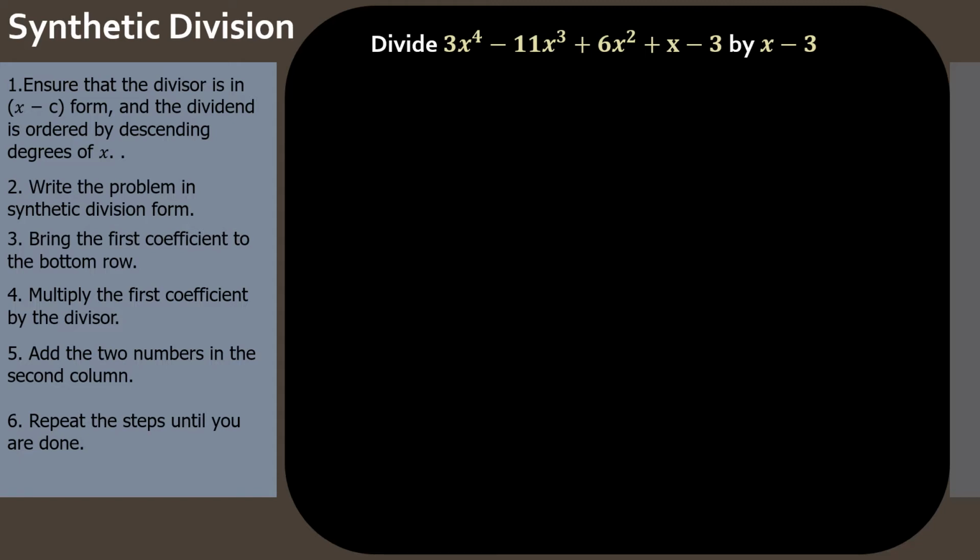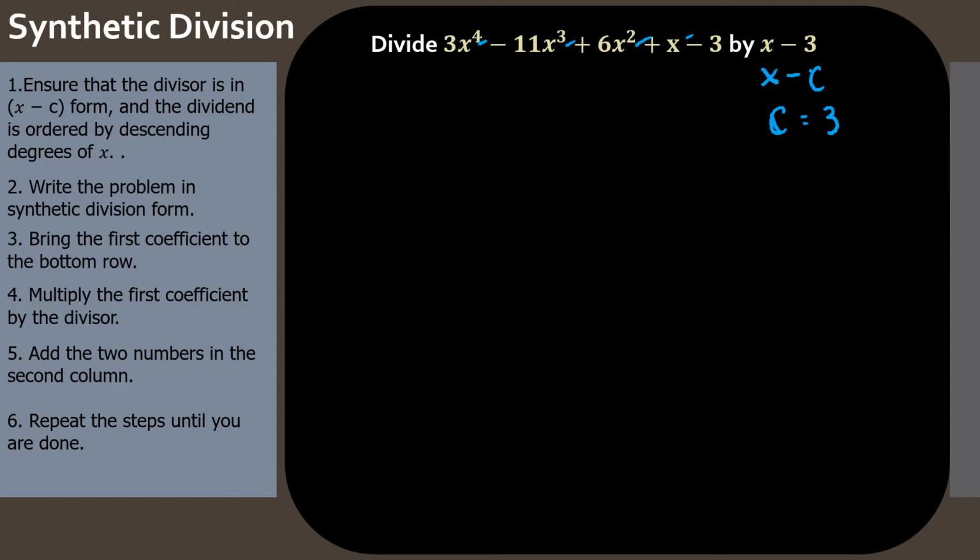So sabi dito, ensure that the divisor is in x minus c form. So ang divisor natin dito ay si x minus 3 and that is in the form of x minus c. So ang c natin dito ay equal sa positive 3. Okay, so ang degree natin ay nasa descending order din, kagaya ng pagdi-divide natin sa long division. Dapat sunod-sunod yan, 4, 3, 2, 1, and 0.